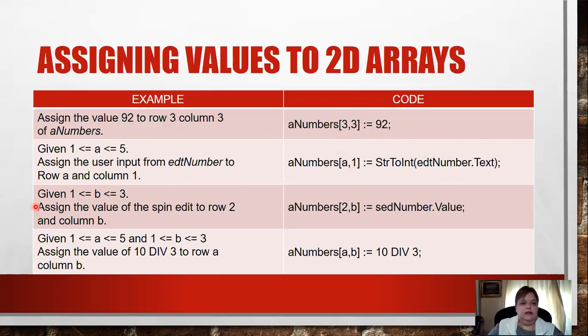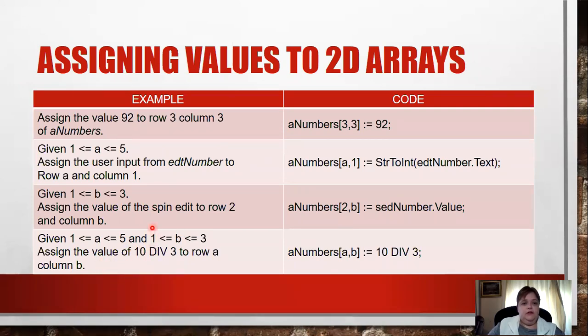Then we've got here 1 is greater or equal to B, less than and equal to 3. Assign this value to row 2. So simply, if you like here, this would be column 1, column 2. These are row 1, 2, 3, 4, 5. Okay, so 2B would be this column. Okay, if I was using this table to enter in.